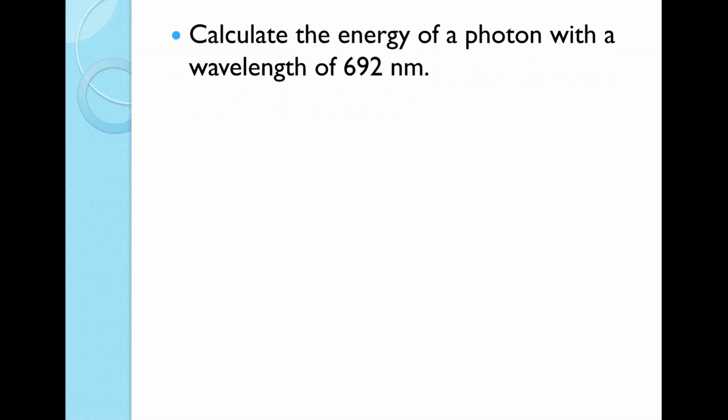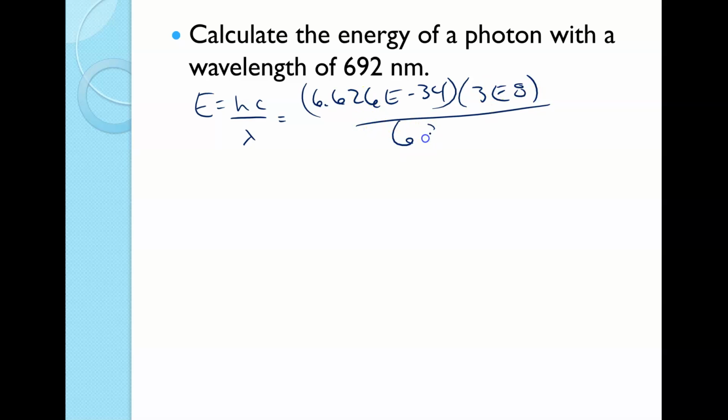So to calculate the energy of a photon with a wavelength, I'm going to use this equation. E equals hc over lambda equals 6.626 E negative 34 times 3 E to the 8th. And then I'm just going to go ahead and put 692 E to the negative 9. Put it in meters right away, because again, it needs to be in meters. Multiply it out, 2.87 E to the negative 19 joules. Okay, one more.